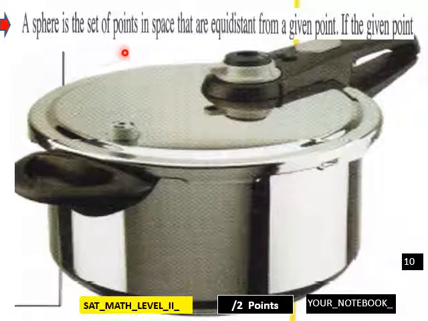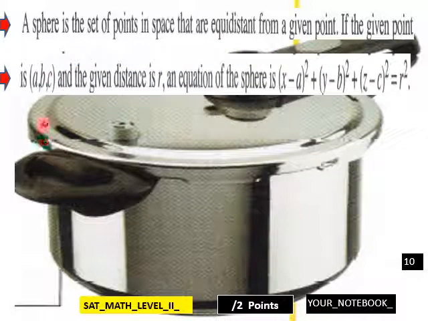A sphere is a set of points in space that are equidistant from a given point. If the given point is a, b, c and the given distance is r, an equation of the sphere is x minus a quantity squared plus y minus b quantity squared plus z minus c quantity squared equals r squared.